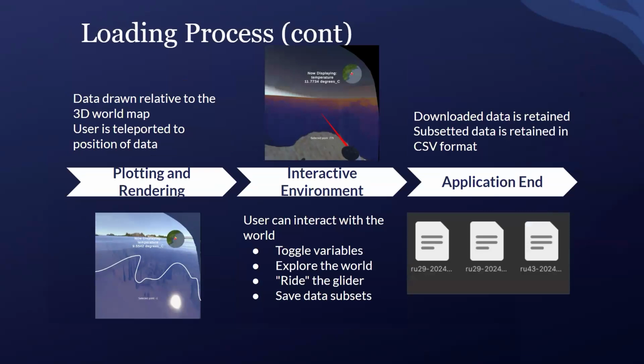So after that is done, we start the actual visualization process. We plot our data in 3D relative to the world so that it is accurate, and the user is teleported to the side of the data. As you can see on the bottom left, the white line highlights our data, and you can see the ocean, the seafloor, and even a mini map of where we are in the world. After all this is done, you can interact with the environment as if it were a video game. You can toggle different variables, explore the world, ride the glider, and save data subsets.